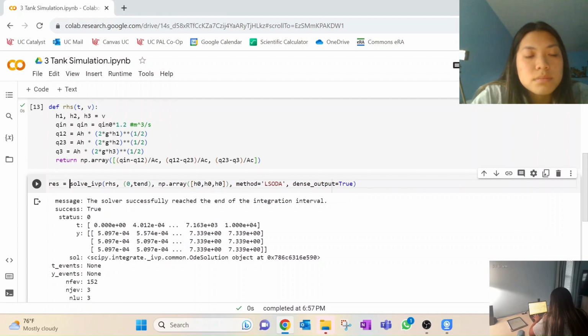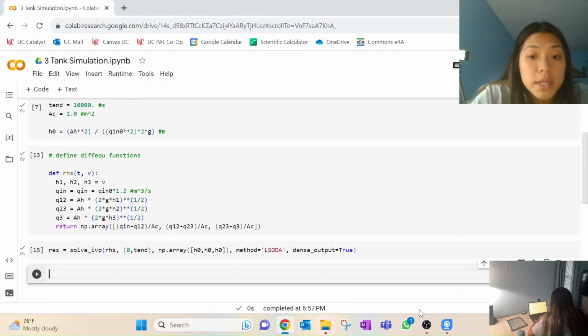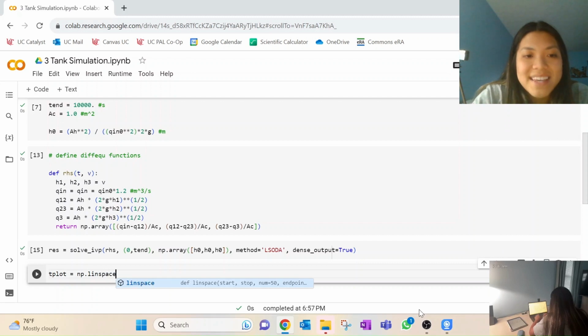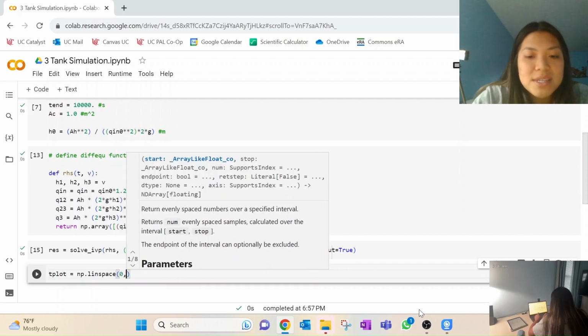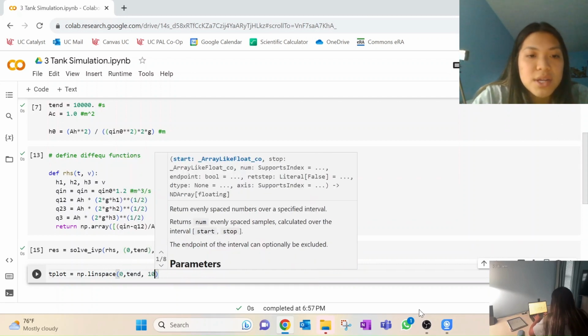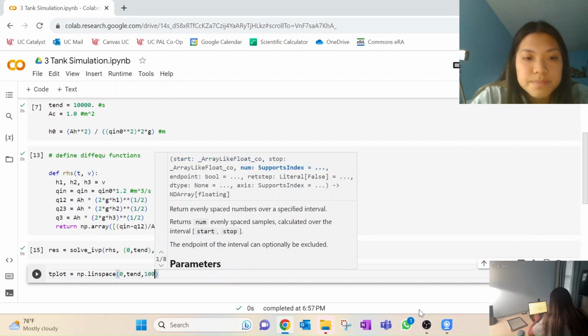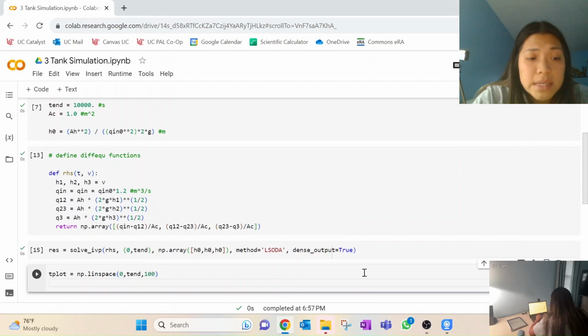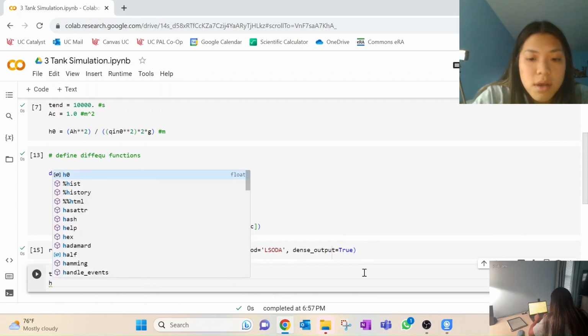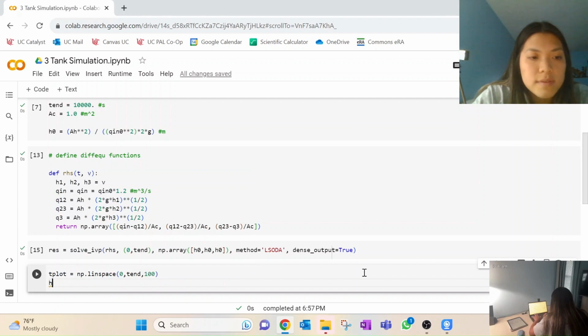Okay, so now we can start plotting, which is super fun. So we need to create a time plot. So we're going to do a linearly spaced plot. We're going to go from 0 to the time end, and we're going to do 100 intervals. And basically the solutions, so the height of 1, 2, and 3.